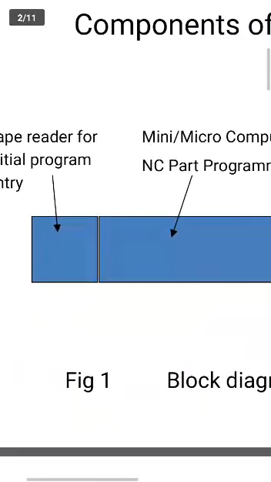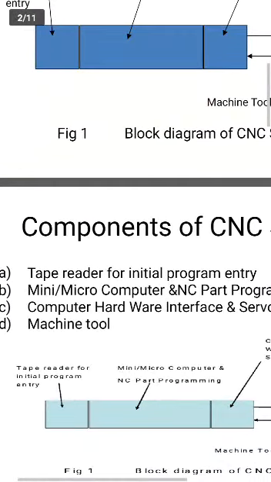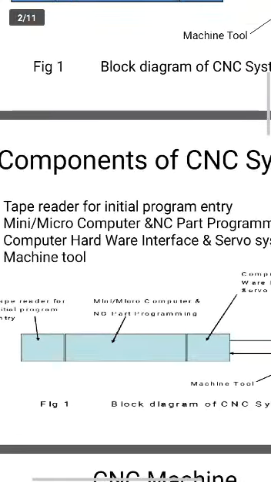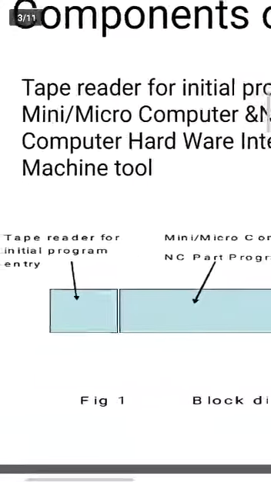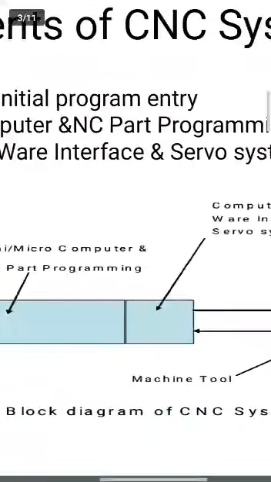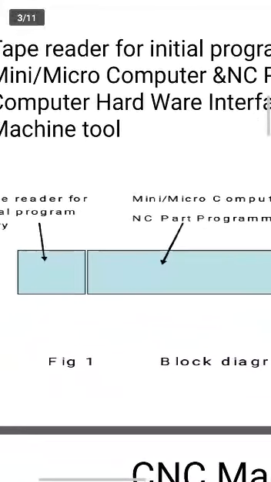This is the block diagram of components of CNC system, showing which block is connected to which. We have studied what a tape reader is, what a mini computer is, and the machine tool motion. Each component will have its own working. So what is the working principle?